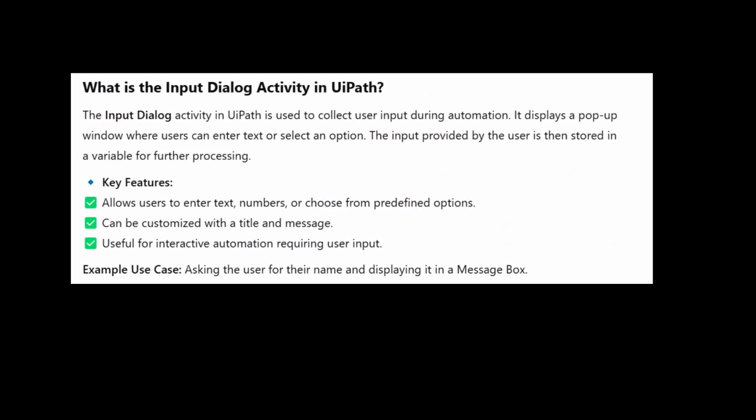Now, what is the input dialog activity in UiPath? The input dialog activity in UiPath is used to collect user input during automation. It displays a pop-up where users can enter text or select an option. Some of the key features are: it allows users to enter a text, number, or choose from predefined options. It can be customized with title, message, and things like that. It is useful for interactive automation, that is, automation requiring user input.